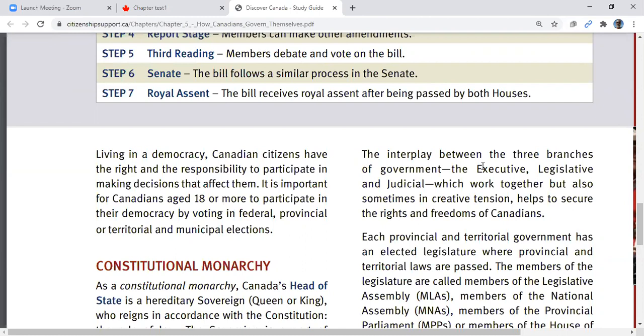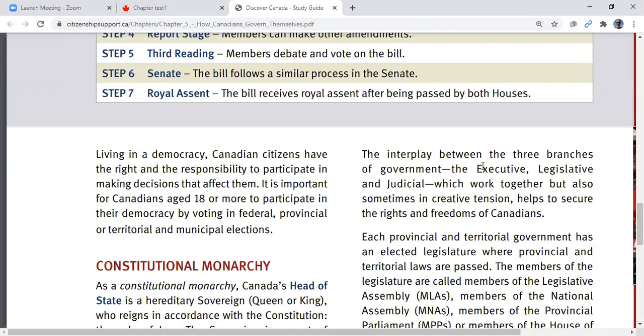So the executive is the prime minister and his cabinet. The legislative is everybody in the House of Commons, so all the members of parliament. And then judicial are the judges. So they're the courts. They're the people that decide what happens in the courts. And so they work together, but they don't always agree. Like you were saying, Zaniba, they disagree and they agree, but they do more disagreeing than agreeing.